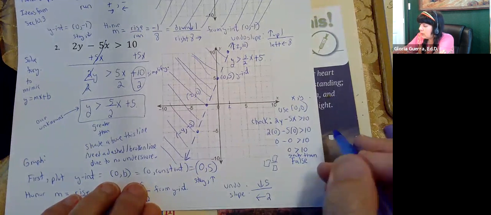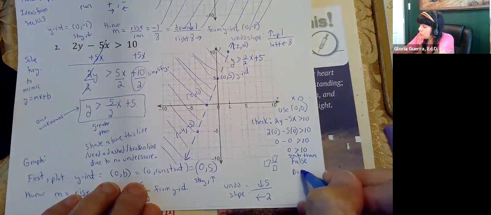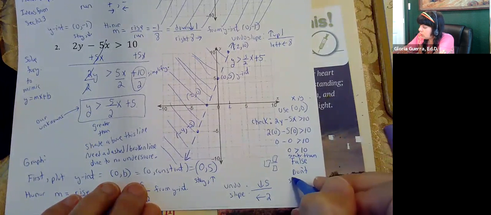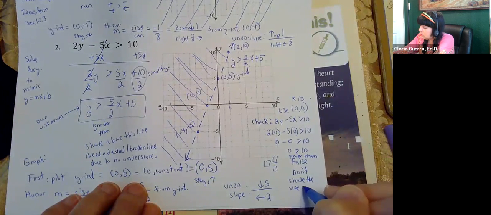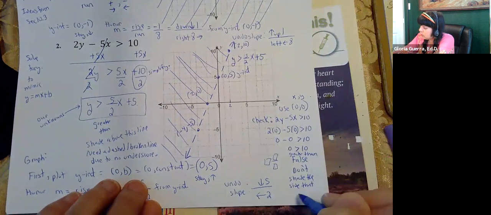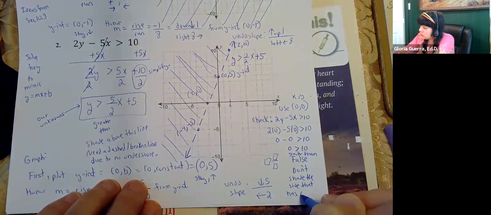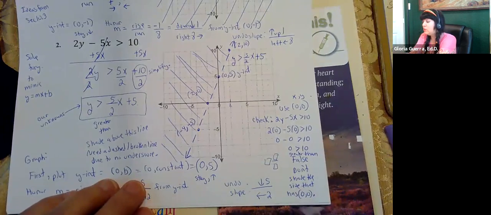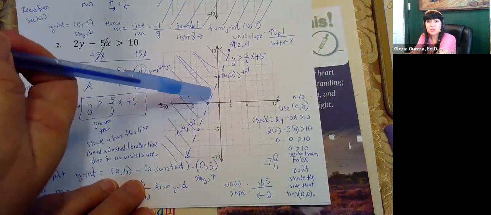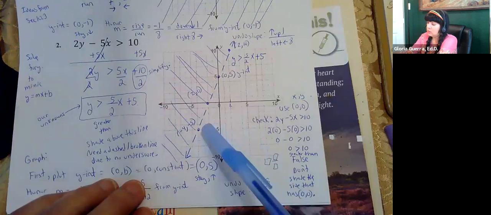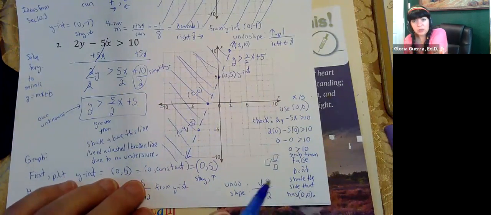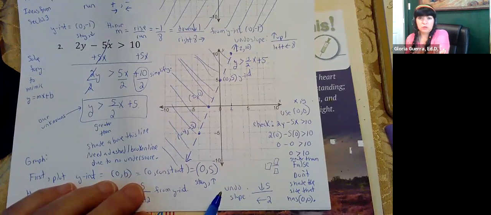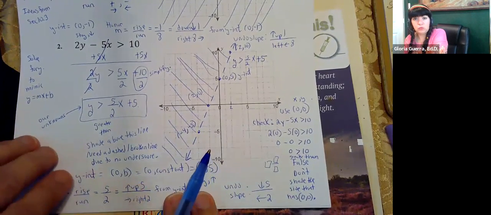That's false. So that means don't shade the side that has 0, 0. We did not shade the side that has 0, 0. We shaded the other side because it's false. You don't want to shade sides that are false. You want to shade truth.